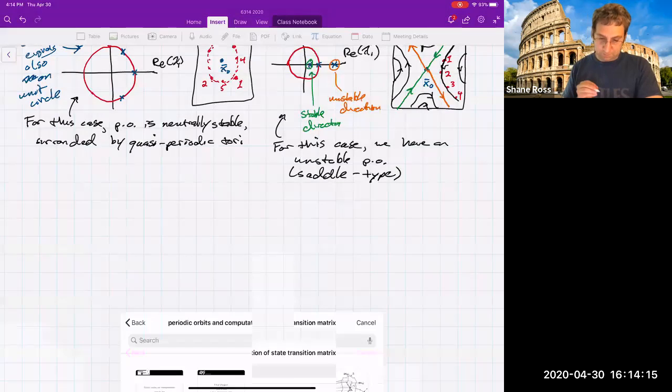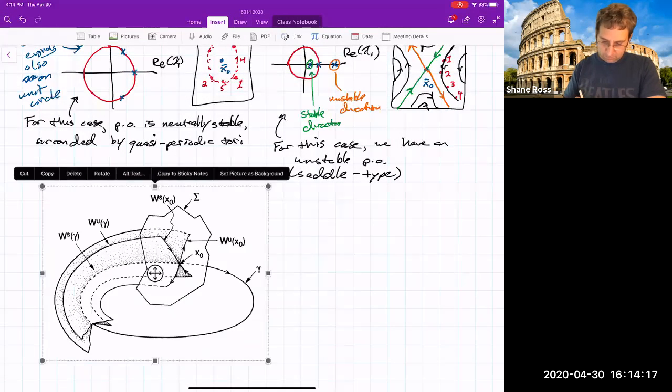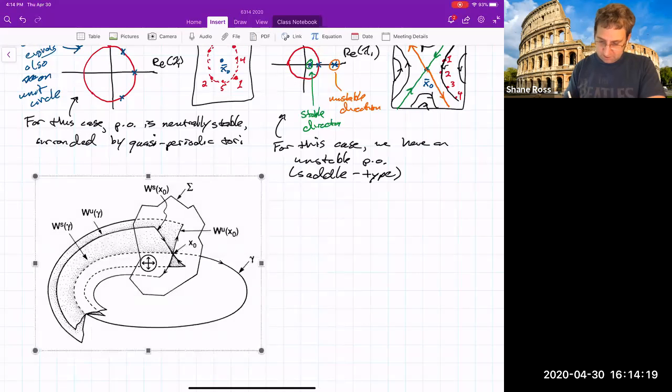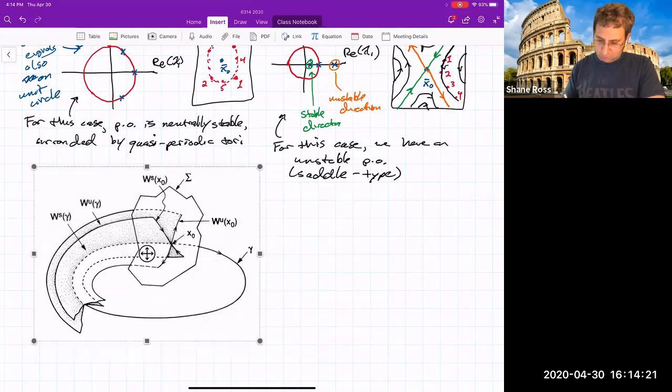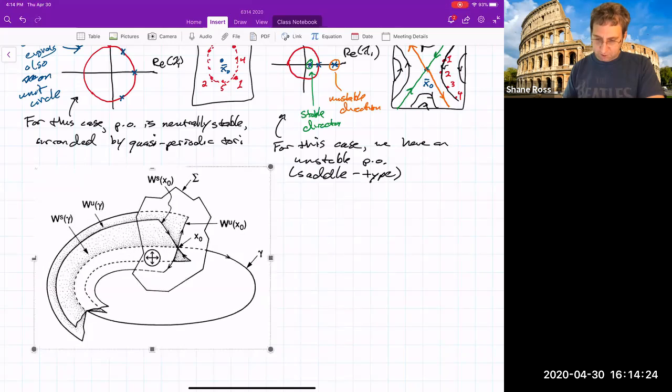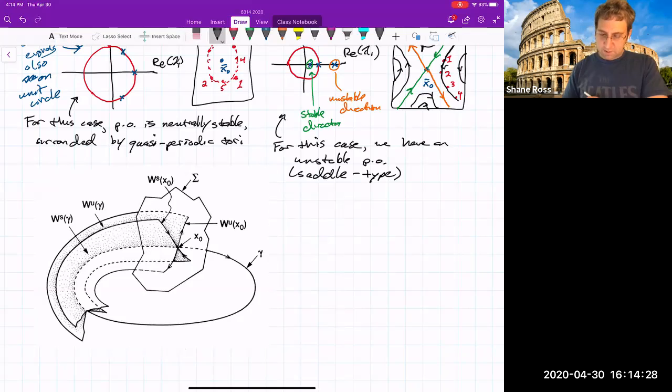Okay, yes, this one. So this gives an idea. This is from, I think, Wiggins' chapter on Poincaré maps. Here they've written this as the periodic orbit. This is what we call the x bar of t. Here's an initial condition along the periodic orbit, and then we've got stable and unstable manifolds along that Poincaré section.